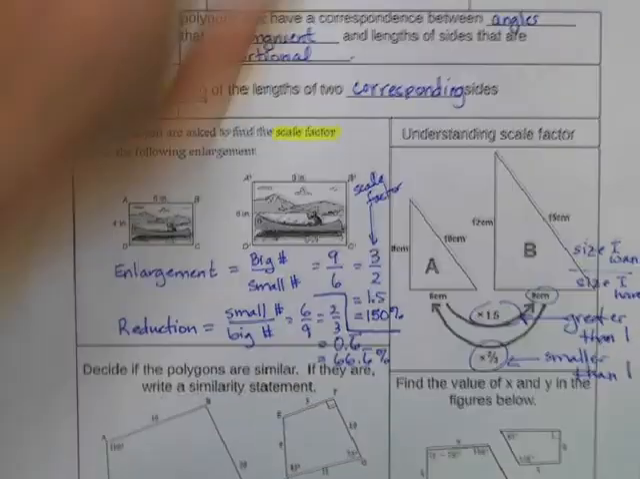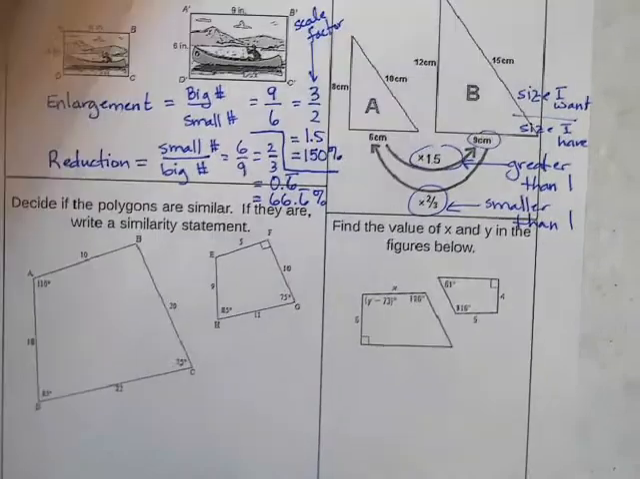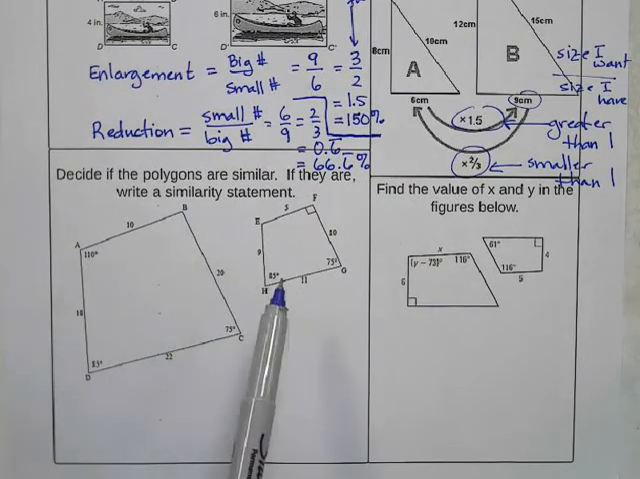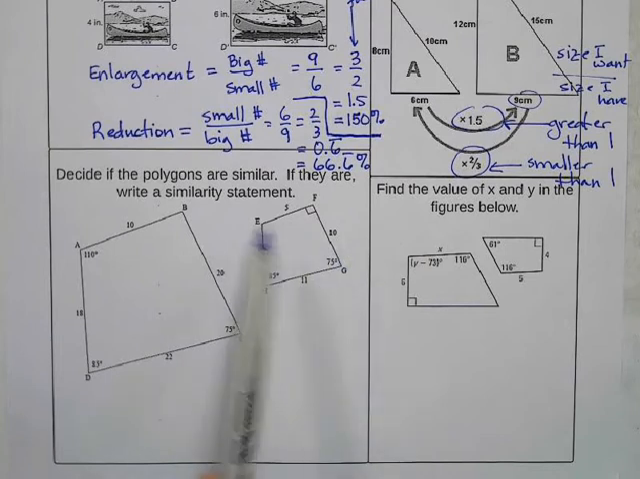All right, let's do these last couple examples real quick. The first one talks about all you have to do is decide if the polygons are similar. If they are, write a similarity statement. Seriously, you have to check every single side, all right, to make sure that they are proportional. You can see that the angles are going to definitely be equal. You don't really have to check the angles. All you have to do is check your sides.